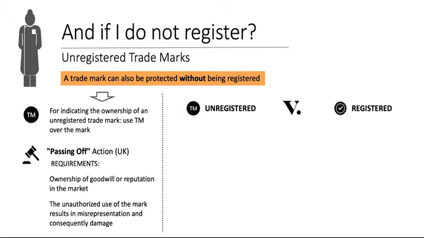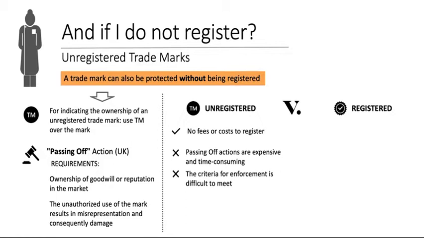Comparing them both, unregistered versus registered, you have certain upsides and downsides to it. So if you want to leave it unregistered, of course, you will not pay any fees or costs of registration, but you have to be aware that passing off actions are really difficult to prove because most young trademarks, let's call it like that, do not have enough reputation. Reputation is something that is built maybe 10, 20, 50 years in the market, and it's really difficult to make use of the only protection that you have.